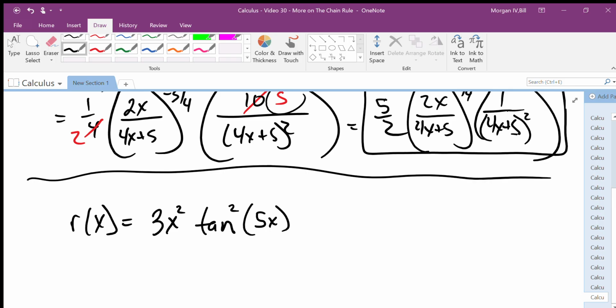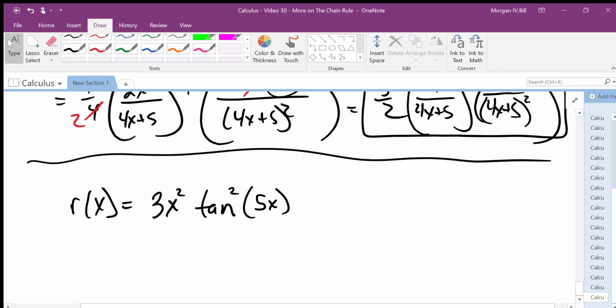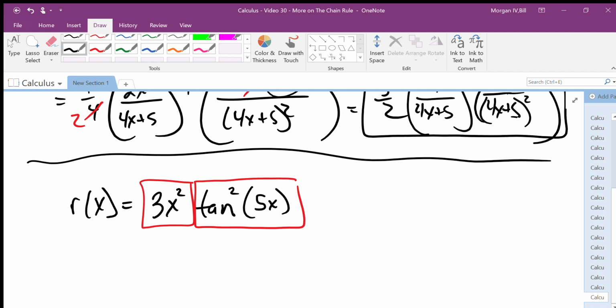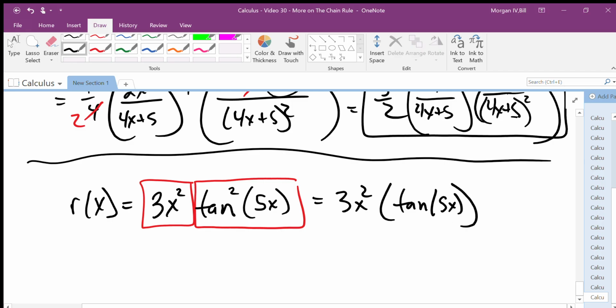Okay, hopefully you tried it out. Let's try it here. When I look at this, I see a product rule. I see a function here, 3x squared. I see a function here, tangent squared of 5x. So product rule, but I'm going to think about it like this. I'm going to think about it as 3x squared times the tangent of 5x, squared.